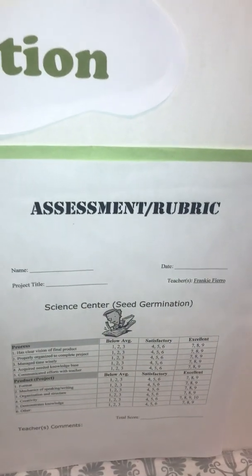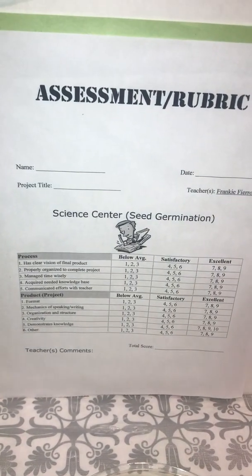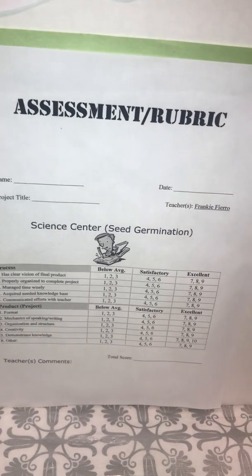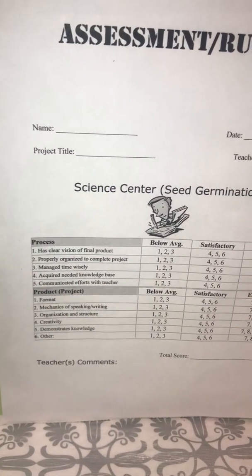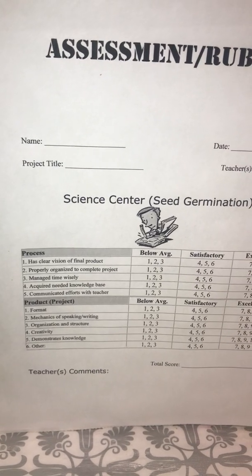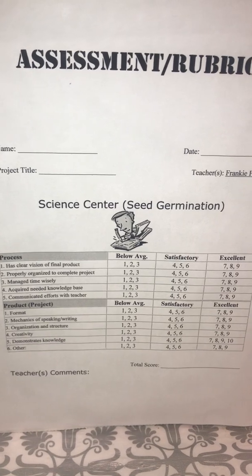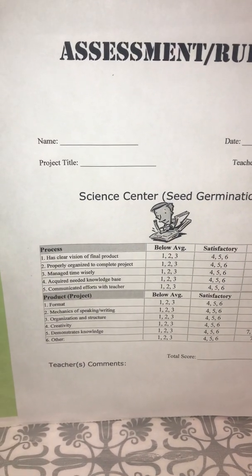And then last but not least, how am I going to assess the students? I created a rubric. You can see here, labeled it the Science Center Seed Germination Rubric. We have a rubric as follows. It breaks down the process. You can see steps 1 through 5 there, and I can grade them at below average, satisfactory, or excellent. And then we have the other section, which is the project itself.